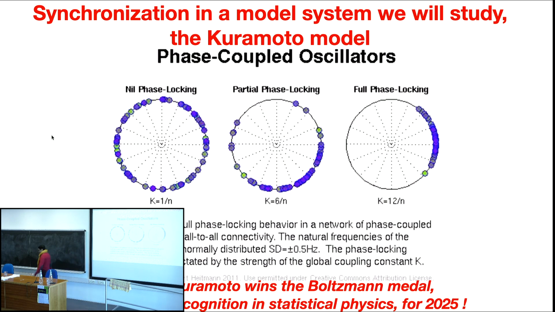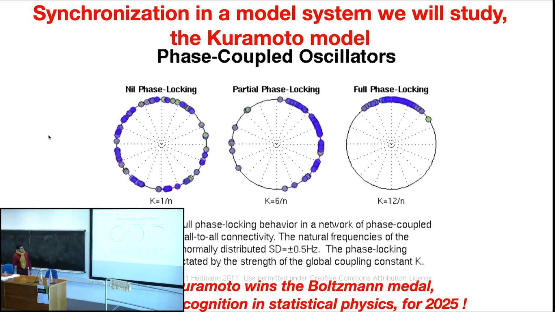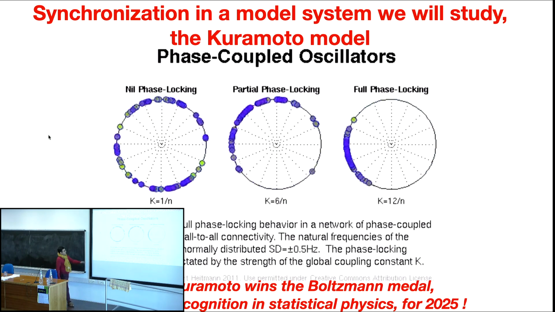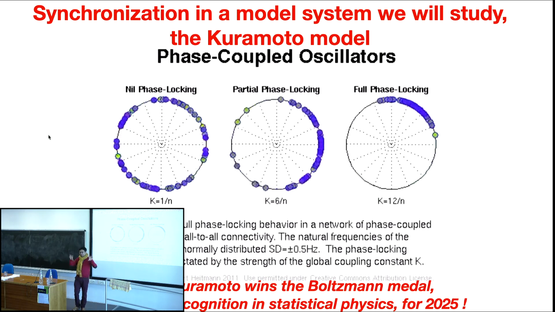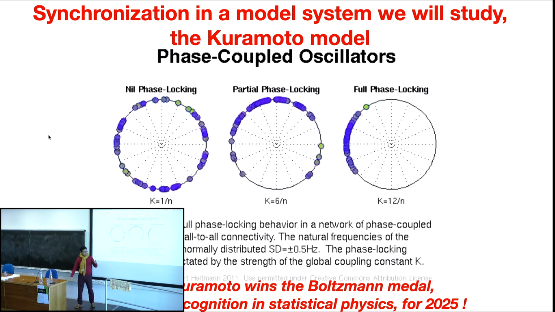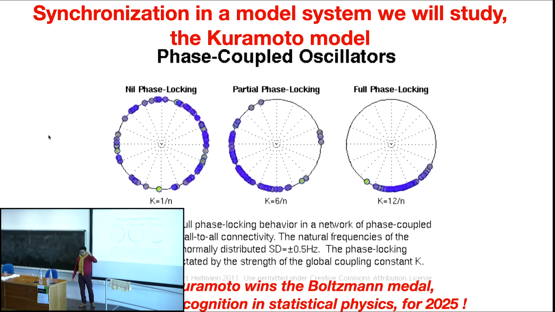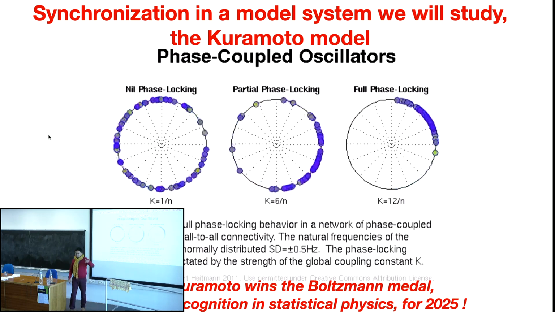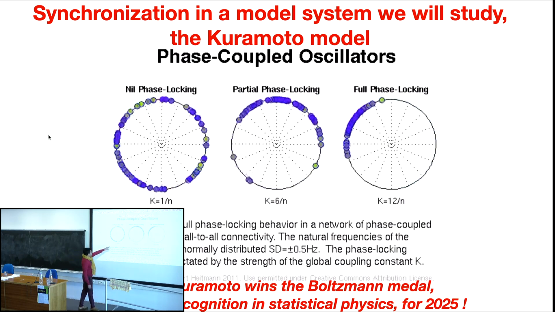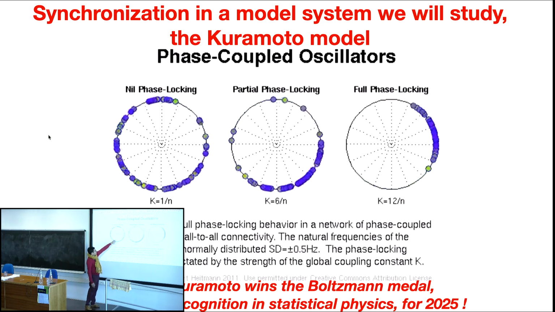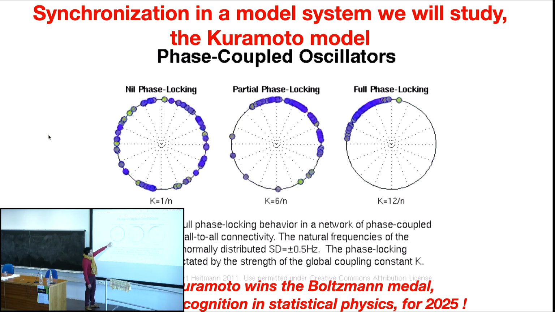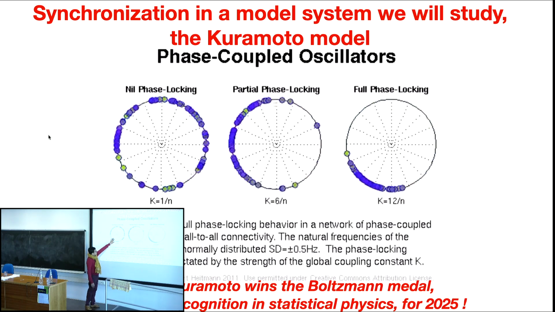Let me first play the video to see how it looks. So here, these are the phases of the oscillators. As we will see, there are many oscillators. Each one can be characterized by a phase, meaning an angle that goes from 0 to 2 pi. And here, as time goes by, each one is going around with its own frequency. So there is no synchrony in the system in this case.